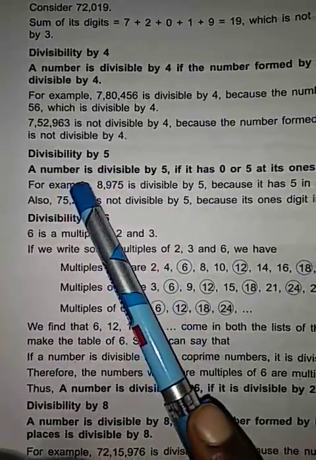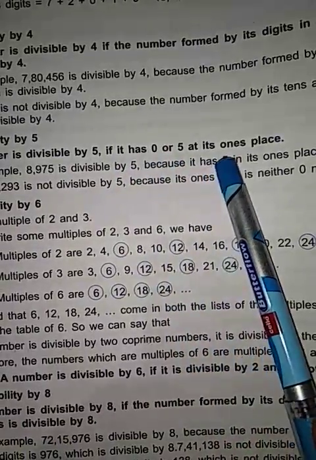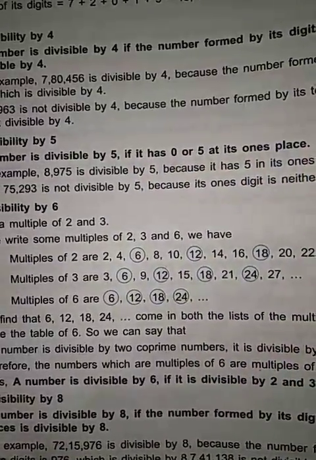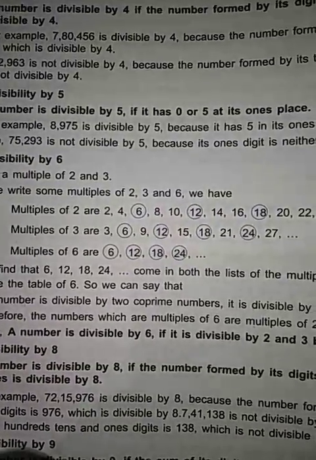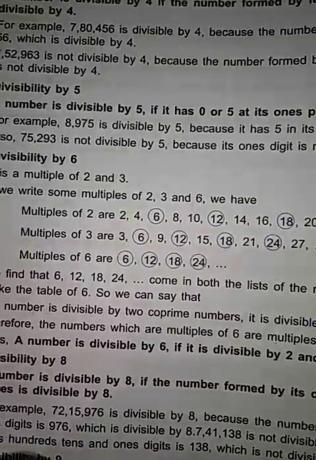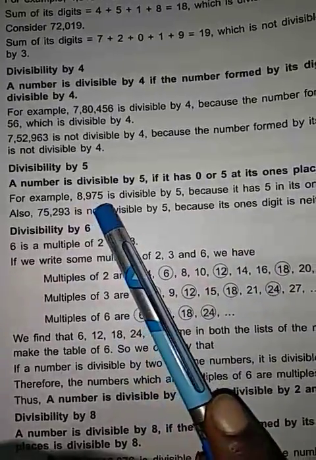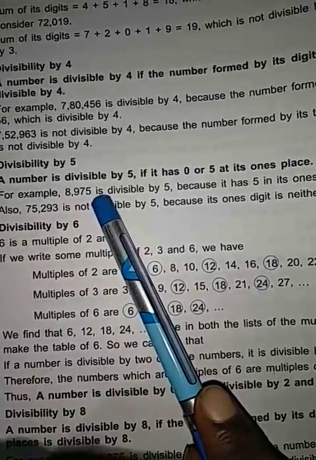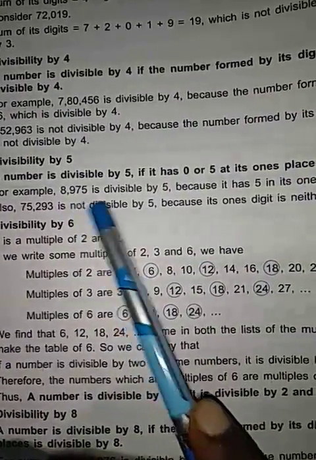Divisibility by 5. A number is divisible by 5 if it has 0 or 5 at its ones place. A number is divisible by 5 if it contains either 0 or 5 at its ones place. Then the number is divisible by 5. For example, 8,975. Its units digit is 5. So the number 8,975 is divisible by 5.